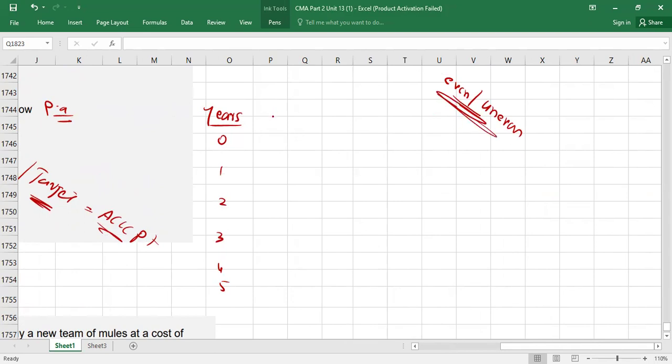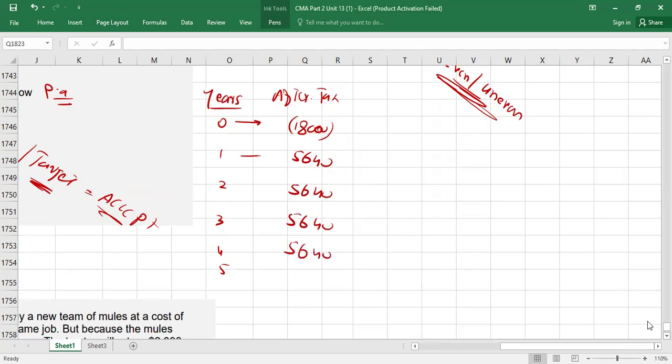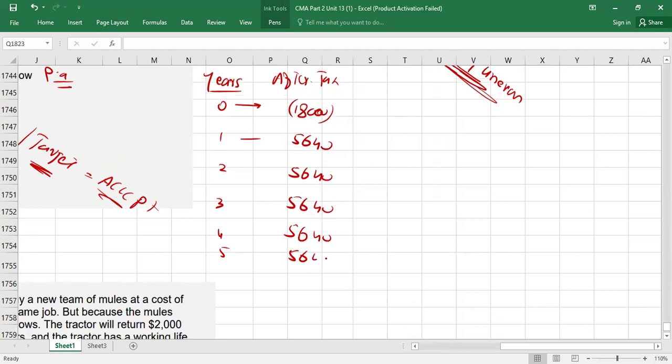We'll write here the after tax cash flows, which we have already calculated. In year 0, we have an investment of 18,000. In year 1, we have 5,640. Year 2, you also have 5,640. Year 3, you also have 5,640. Year 4, you also have 5,640. And year 5, you also have 5,640. And now we will create a remaining investment column, showing how much investment is remaining. This is how you will think.